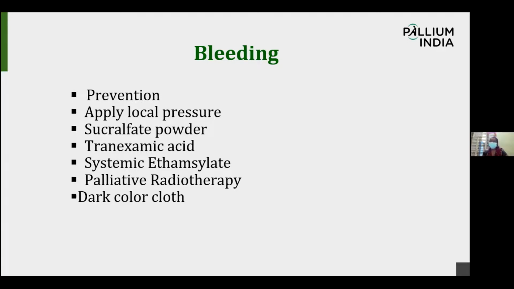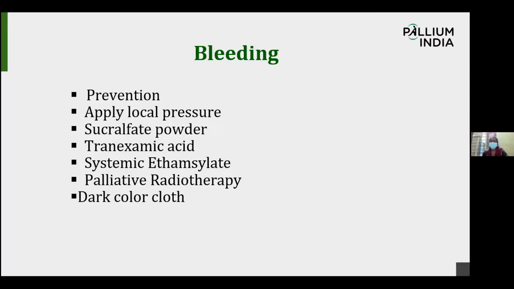The sucralfate tablet has a sealing effect. Crush the sucralfate tablet into powdered form and apply it on the bleeding area. And also you can go for tranexamic acid and then systemic ethamsylate too. If they are not helpful, you can go for systemic ethamsylate and palliative radiotherapy. If the patient's health condition is okay, then you can refer the patient to the oncologist and see whether the palliative radiotherapy is helpful or not.